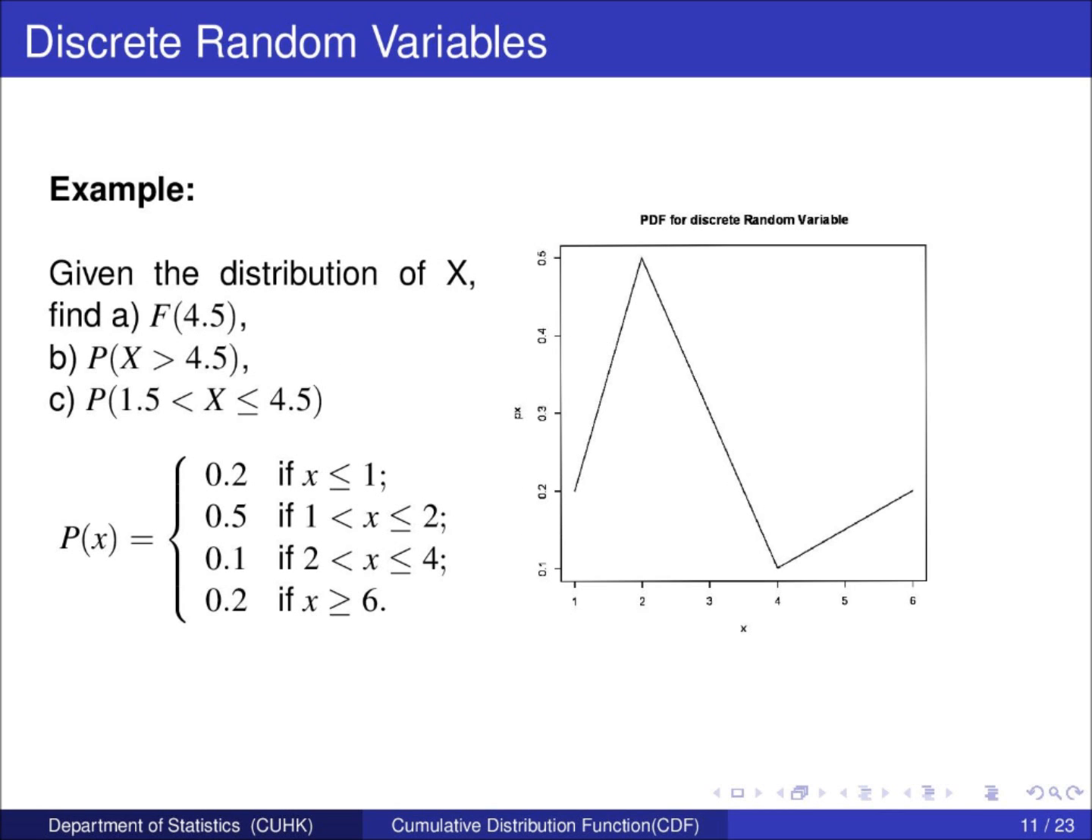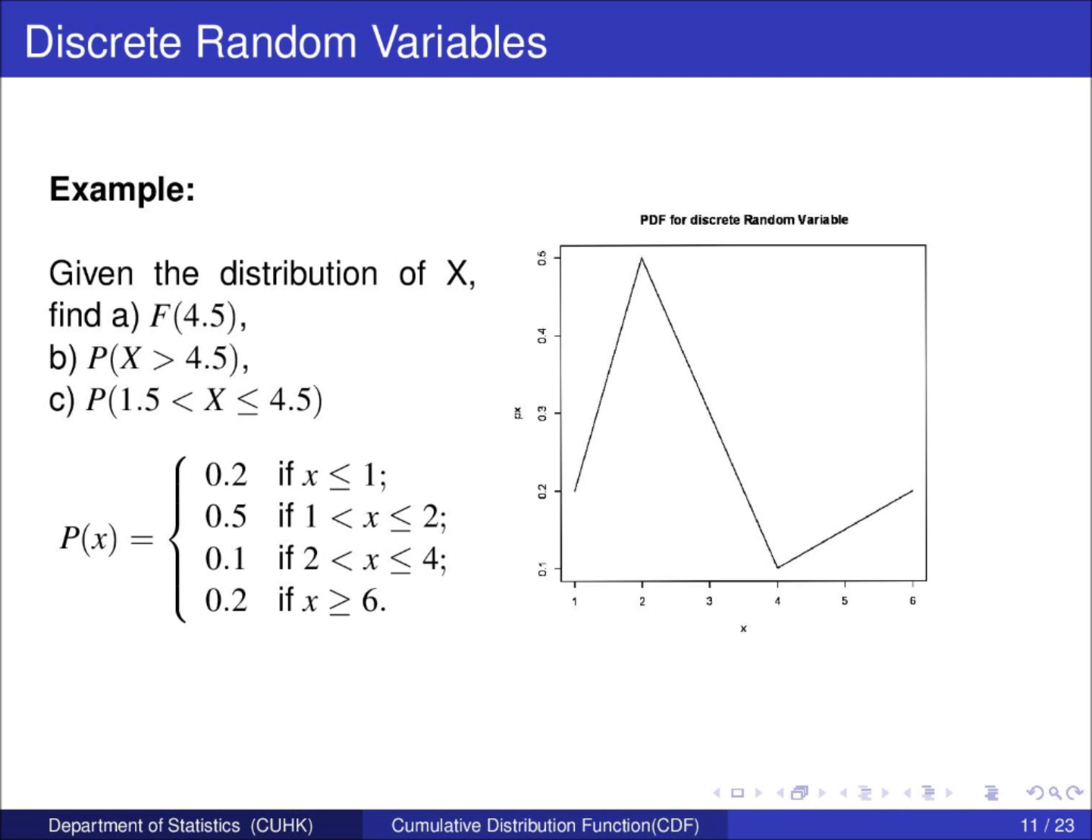Then let's take a look at the example. We are given the distribution of capital X such that if x is equal to 1, the probability is 0.2. If x is equal to 2, the probability is 0.5. If x is equal to 4, the probability is 0.1. And if x is equal to 6, the probability is 0.2.